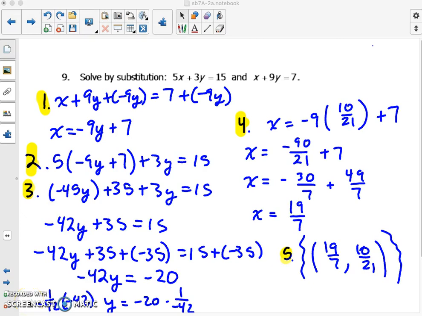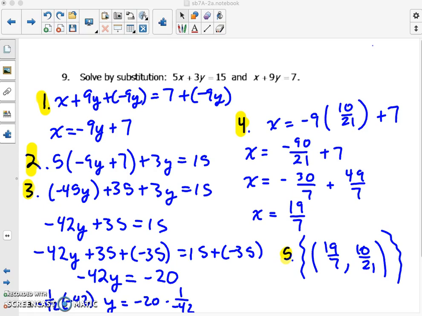All right, so welcome back. Hopefully you got this answer of 19/7 and 10 over 21. So just quickly, we solved for x. That's where we stopped. We plug the negative 9y plus 7 back in for the x of the first equation. So then you're doing 5 times negative 9y plus 7. And step 3 here, that's where we distribute, and we get negative 45y plus 35 plus 3y. Add your y's together, get negative 42y.